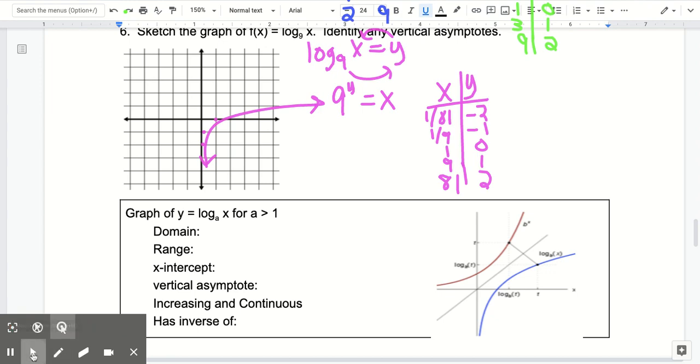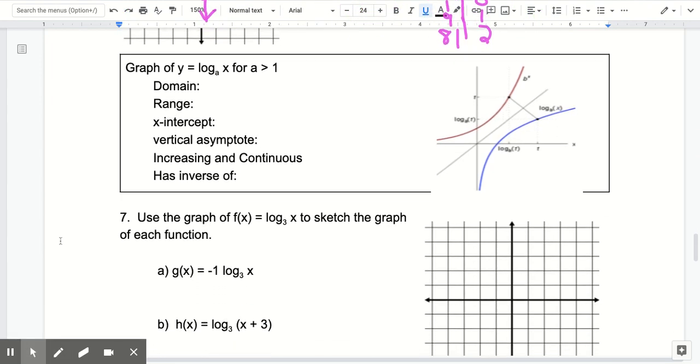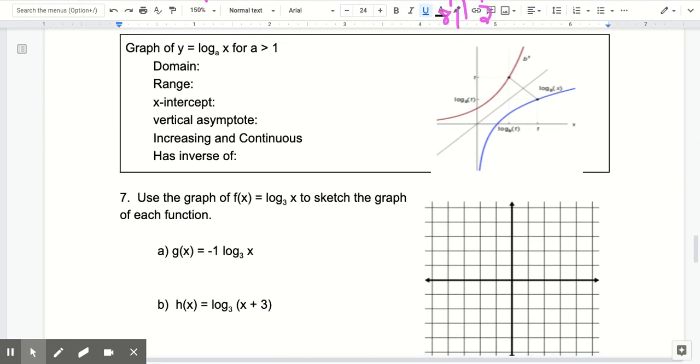So these are the properties of a logarithmic graph, okay? This is a new parent function that you should know. Okay, when I ask you what does the graph of a logarithmic function look like, this is what you should have. It is always going to look like this. The domain is x is greater than 0, because remember, we can't take the log of negative numbers. The range is all real numbers.